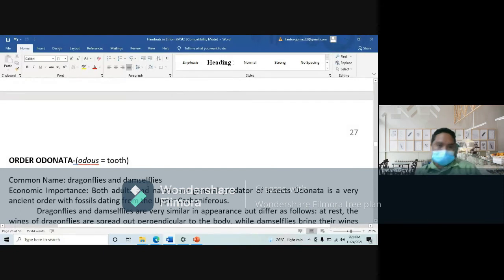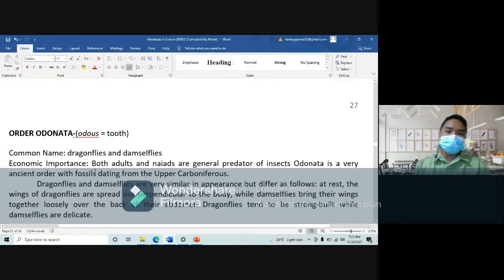The other order is Odonata. One word: odous means tooth. The Latin word odous in English is tooth. One best example of this order is dragonflies and some damselflies. The importance of these insects is that both adults and naiads are general predators of insects. Odonata is a very ancient order with fossils dating from the upper Carboniferous.